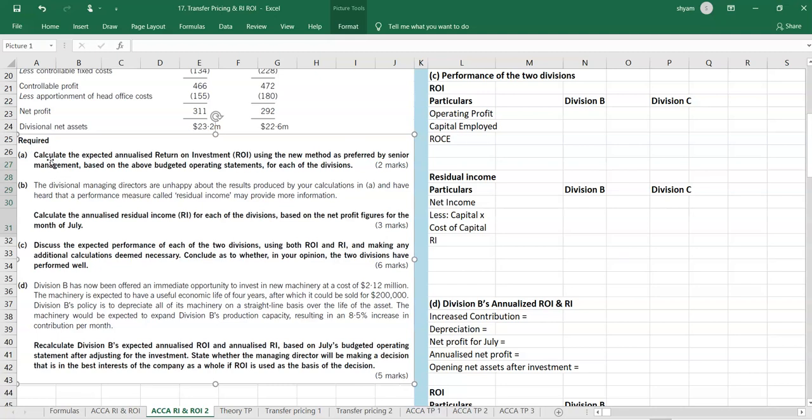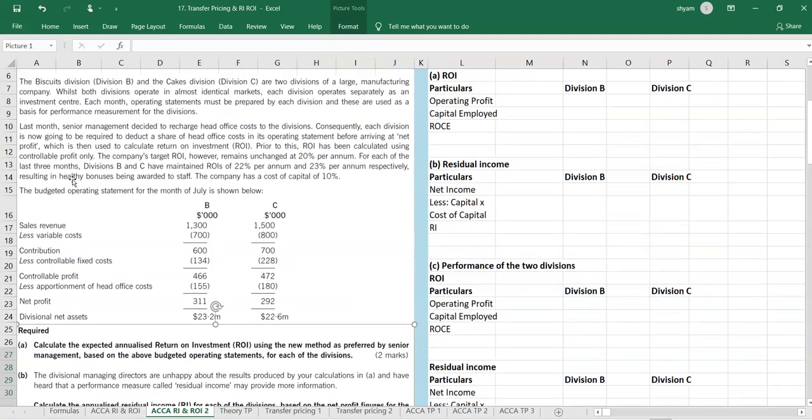Required A is calculate the expected annualized, so annualized is yearly, ROI using the new method as preferred by senior management based on the above budgeted operating statements for each of the divisions. So you have to find out annualized ROI in the method preferred by senior management. What is that method? We don't know. We have to read the question and find out the answer.